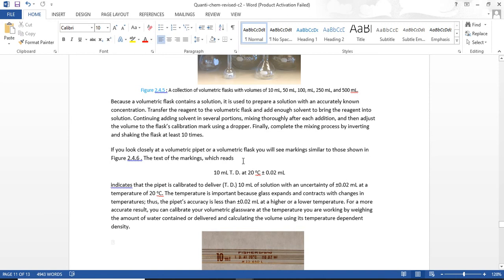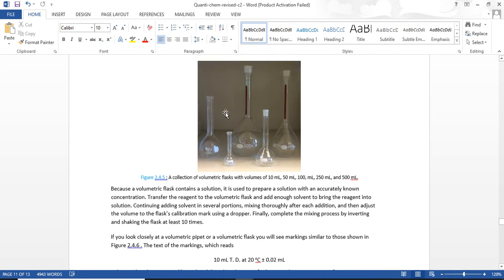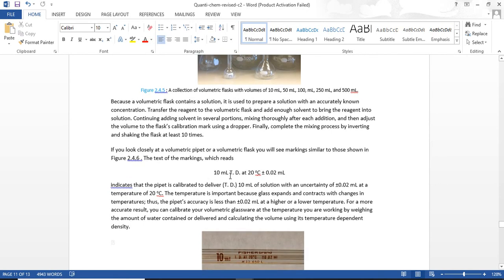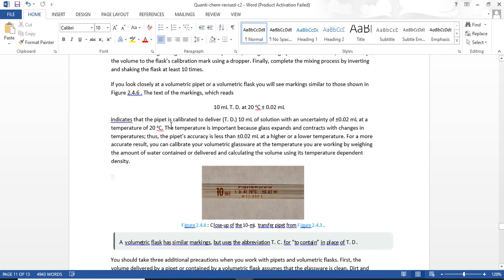Okay, if you look closely at your volumetric pipette or volumetric flask, you will see markings similar to those shown in the figure, and this text marking will be used for reading. These markings indicate the level, for example here, how much this compound is. You have 10, you have 50, so this might be 50. For this 50 ml, you have a marking here, so up to there it is 50 ml. You should look closely and check them.